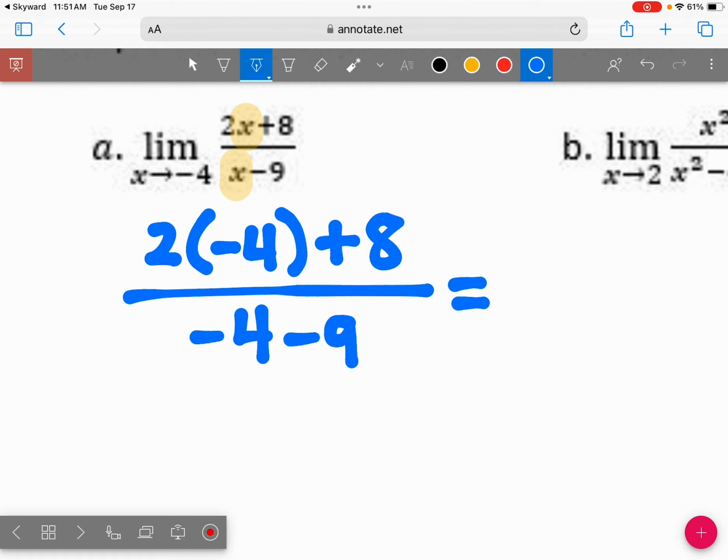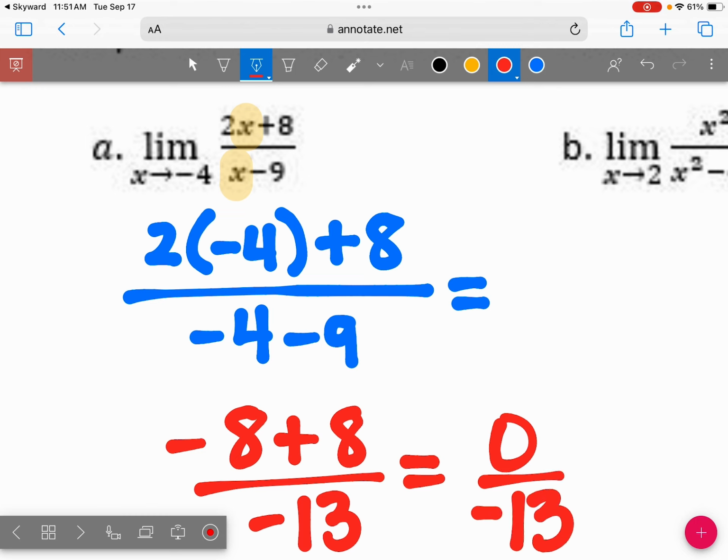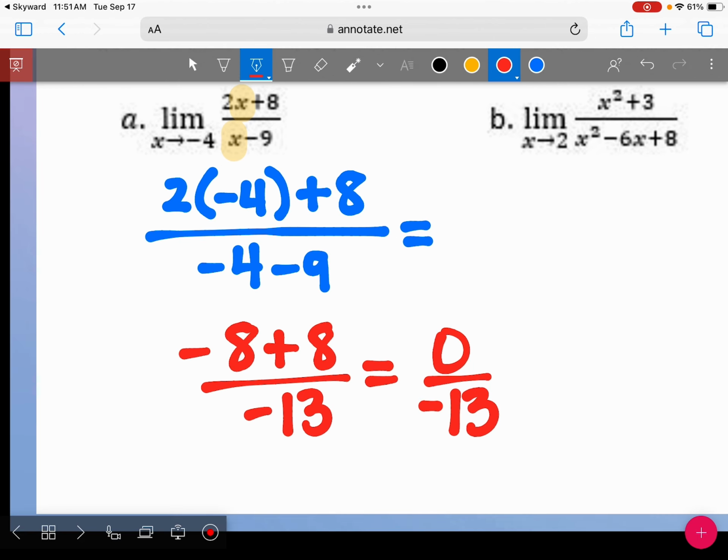So 2 times -4, -8. So we end up with 0 divided by -13. Can you divide 0 by a number? Why can't you? It'll be 0. But you can still do it, right? You don't get an error. So the limit for this one is just going to equal 0. That would be my answer to A.